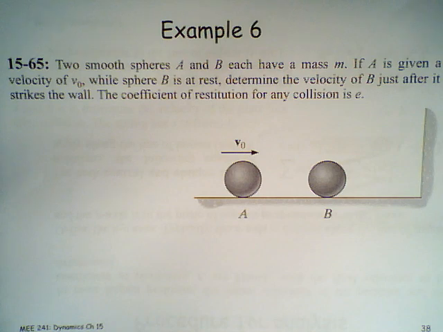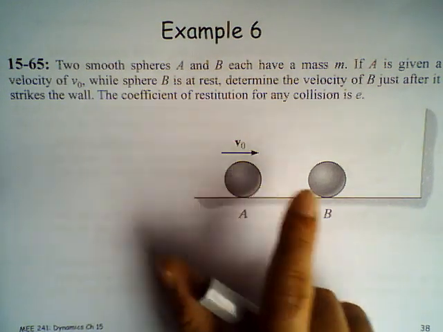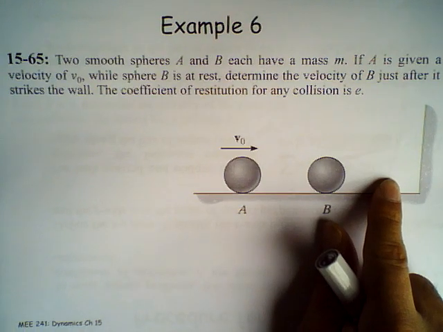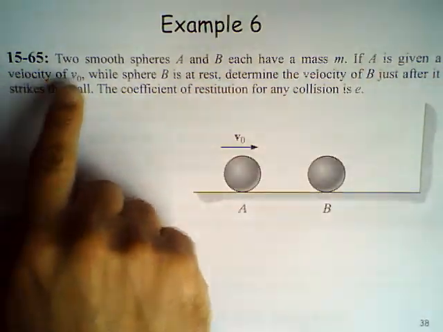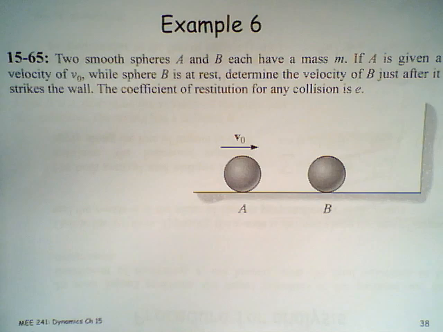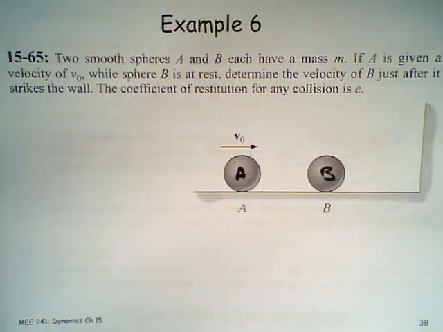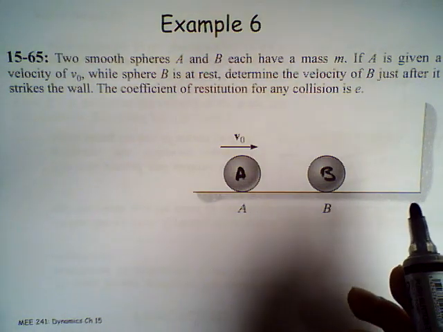In this example we have 2 smooth spheres that hit each other. Each one has a mass m, and the coefficient of restitution between the two, in any collision, is E. This ball is going to hit the wall and then rebound. Initially A is given a velocity of V0 and B is at rest. This is A and this is B. How do you know the velocity of B after it strikes the wall?